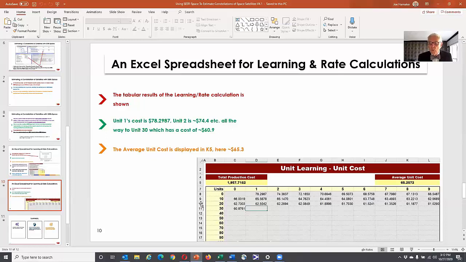The second unit is 74.3837. Third unit, 72.185. And then you see the numbers continue to come down until we get to the 30th unit in this table in cell C11, which is 60.8761 units of money. Now, the average unit cost over all 30 of these units is 65.2572, shown in the top right-hand corner of the unit learning unit cost table. And the total cost for the 30 units, in the top left-hand corner of the table, is just shy of 2,000 units of money, 1957.7.